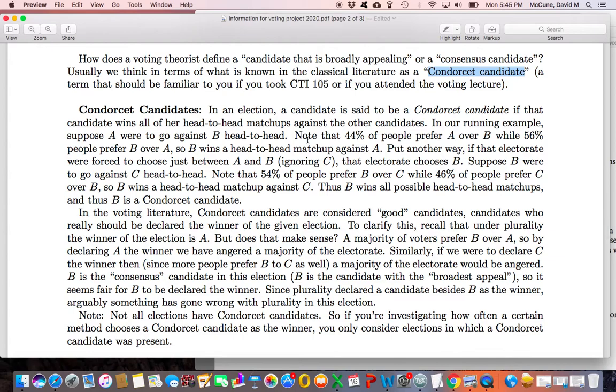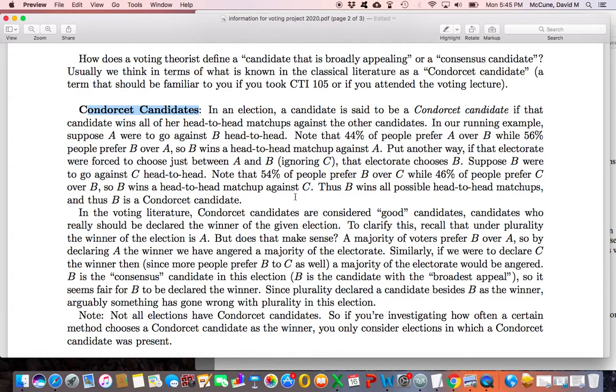Okay, so generally speaking, when somebody says consensus candidate in the New York Times or whatever, a voting theorist thinks they are referring to a Condorcet candidate. That's a way to make that term rigorous. So let me define that for you.